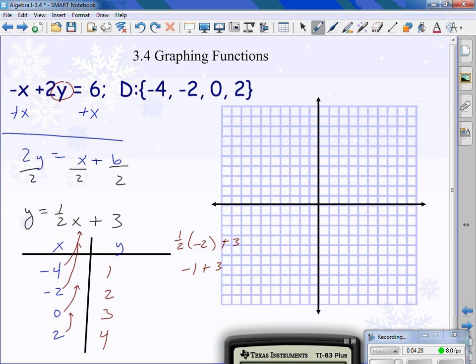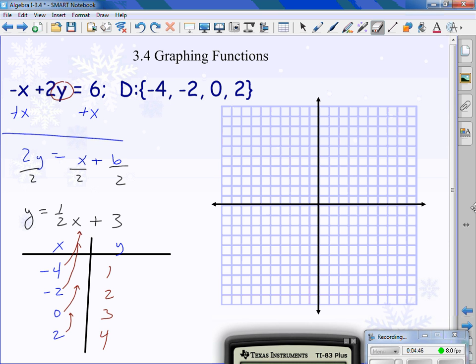4. Now you notice all these numbers were nice and neat, and they could be cut by half. They don't have to be nice, neat numbers. If you get a fraction as an answer, that is fine. Now we're going to graph it.